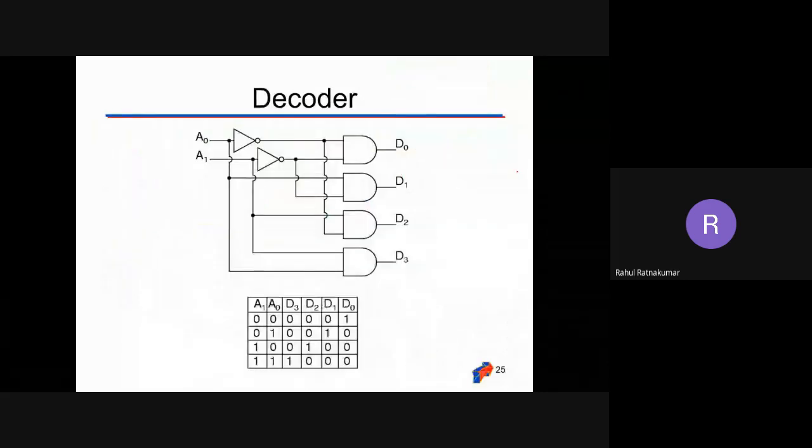Now the decoder. Here also you can see the AND gate principle is used. We have 4 AND gates in the output, and based on the onning and offing, or the sensitivity, of those AND gates, my output is becoming 1 or 0.